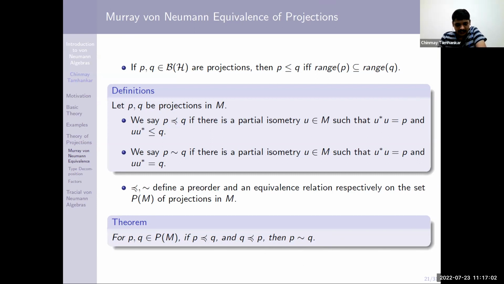So we have this new structure on projections which depends on the von Neumann algebra, because of this added condition, the restriction that the partial isometry should belong to M.